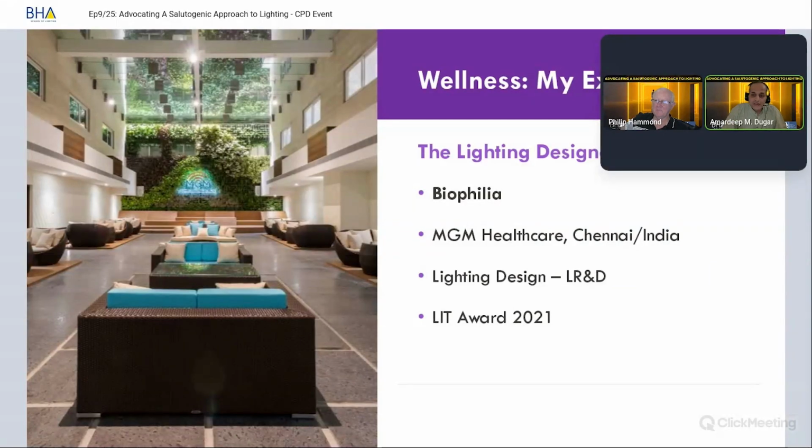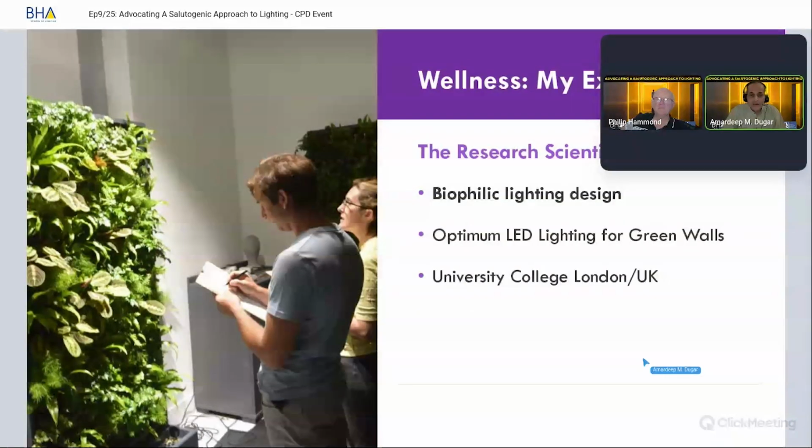Parallelly to being a lighting designer, I'm also a lighting researcher. I've done a PhD in lighting. And as a research scientist, my explorations went further into biophilic lighting design, where I was looking at the optimum way of lighting plants and green walls in interior spaces. Optimum means you need to keep the plants healthy, and also that if there are humans interacting with these plants, looking at them every day, how do you make them look good, feel good?